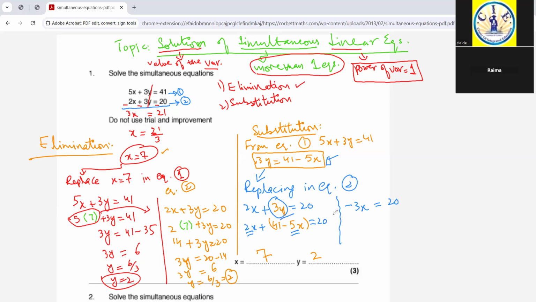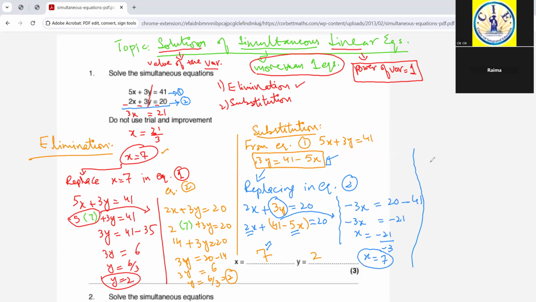And shifting this 41 to the other side, that will give me negative 41, which is negative 21 equals negative 3x. So now x will be equal to negative 21 divided by negative 3, giving me the value of x to be 7 once again, as was the case in the previous method. Okay, once we have got the value of one of the variables, we can replace this value in either of the equations as I told you earlier.